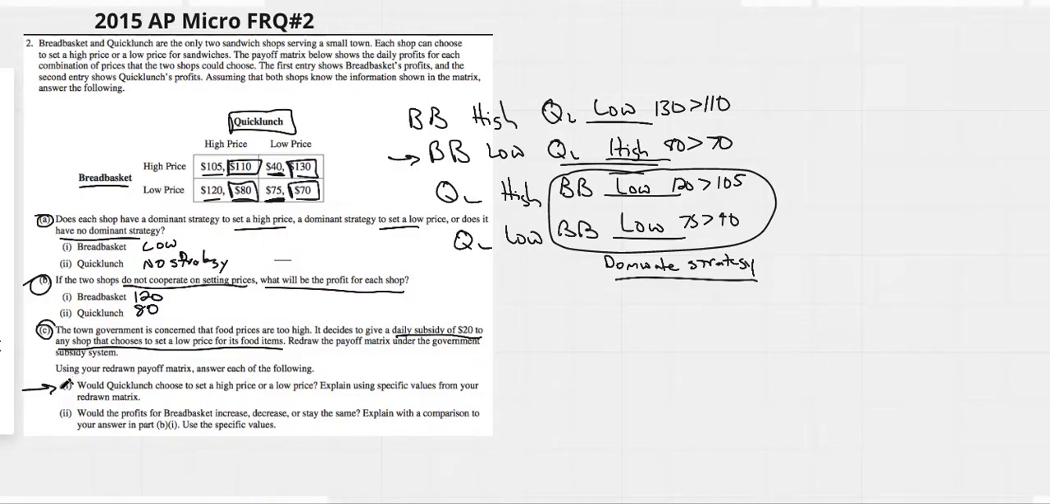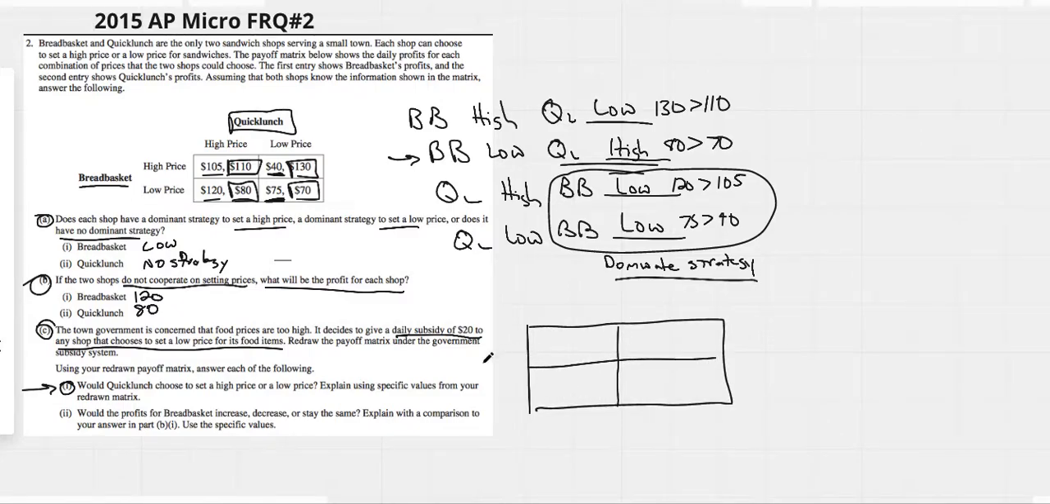Let's see. Would Quick Lunch... So they want us to do another word chart. We can do it real quick. And recognize that Breadbasket's here. We still have high. We still have low. Quick Lunch is up top. We still have high. We still have low. But now the government is giving $20 to anybody who sets a low price.